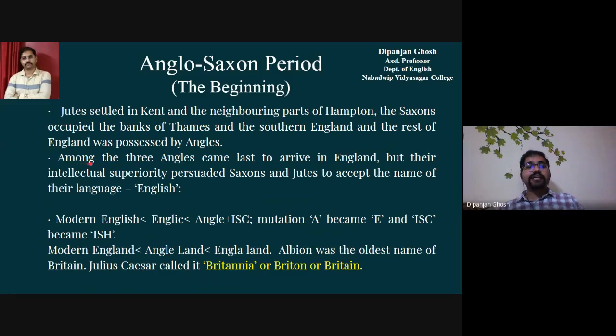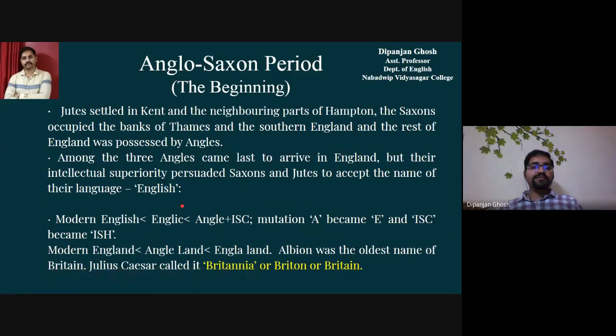So among the three, the Angles came last to arrive in England, but their intellectual superiority persuaded the Saxons and Jutes to accept the name of their language, that is English. If you trace it, you will find that the term English comes from Englisc, and it comes from Angle plus isc. It's a kind of mutation: A became E and isc became ish.